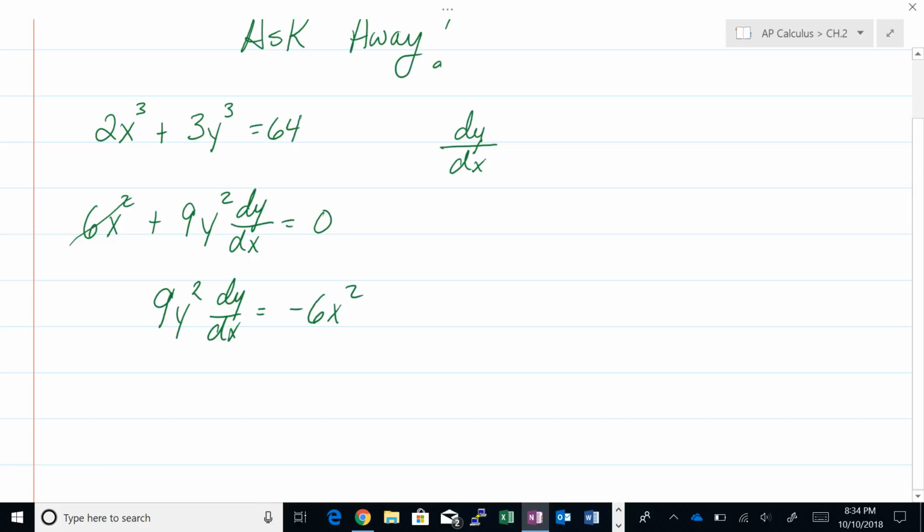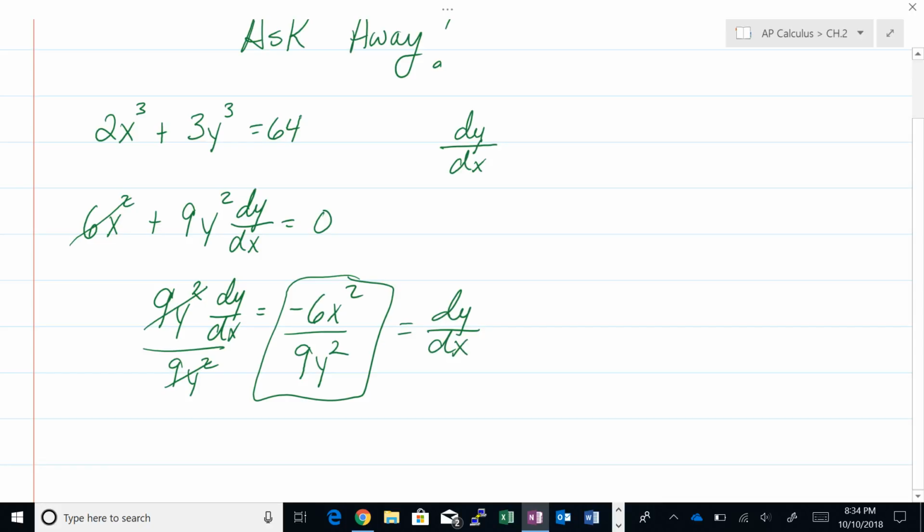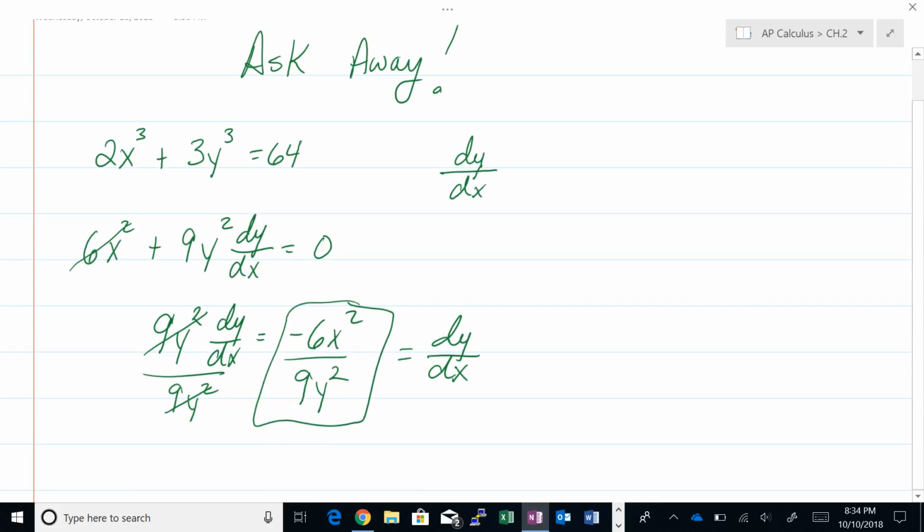Okay, so I just kind of move that over, and then I divide by that. So that is dy/dx. Okay, so that's a good warm up. So always be mindful of what I'm asking for.